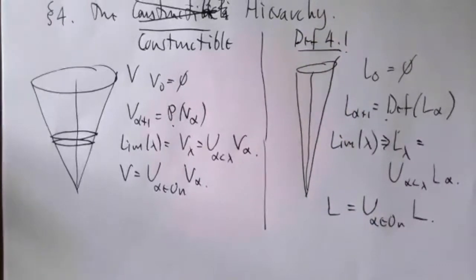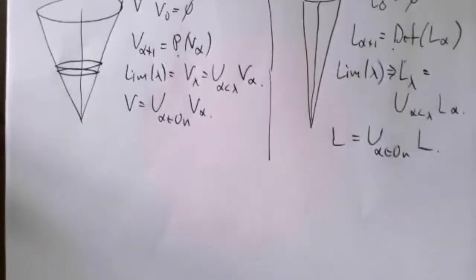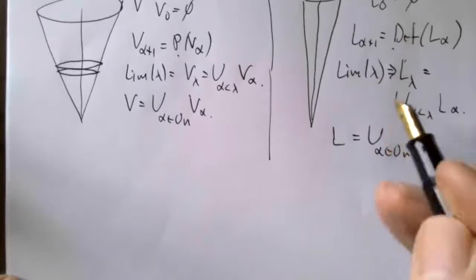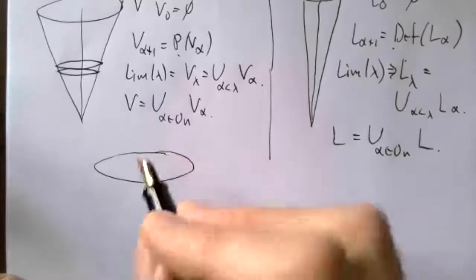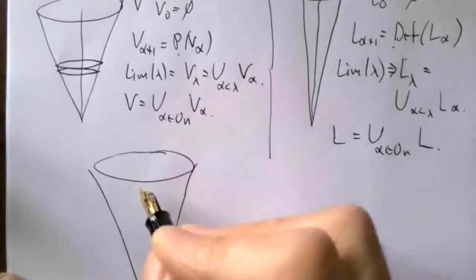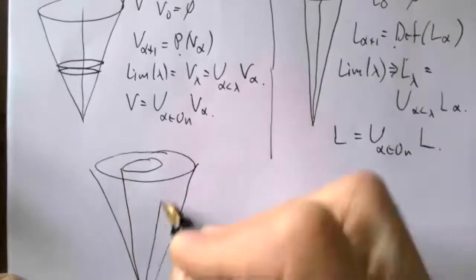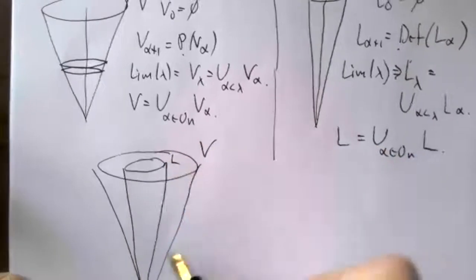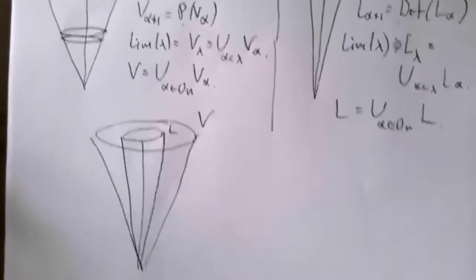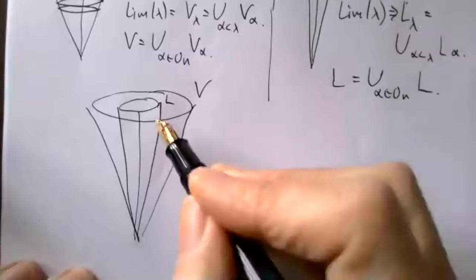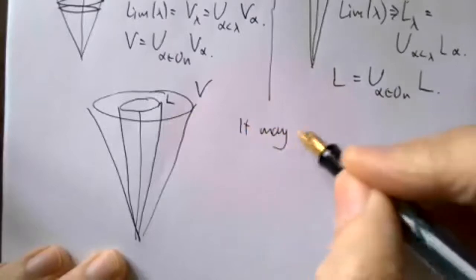At the moment, this is said without prejudice as to the relationship between L and V. Right? So typically, one might draw V, but L could be a proper subclass of V. So here would be V, and here would be L, and here would be ordinals going up the middle. Now, it may or may not be that V equals L. We'll discuss this later.